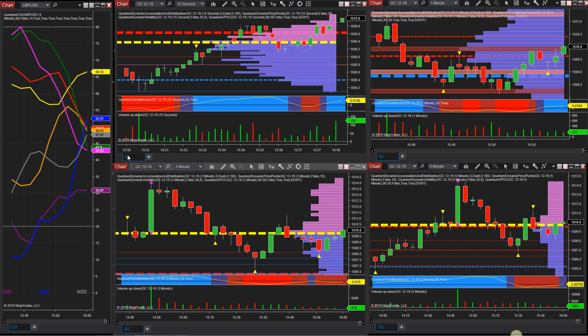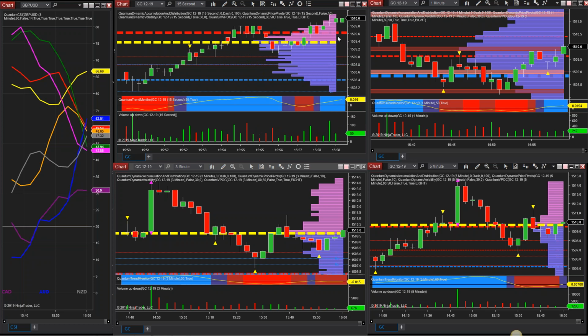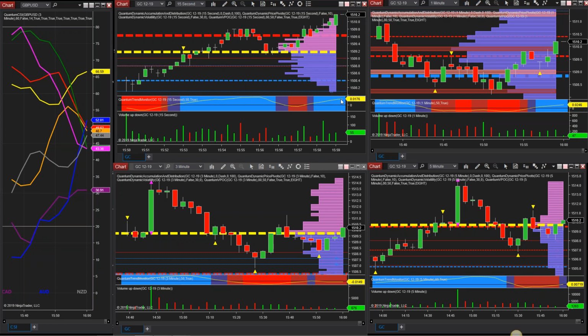Might not be staying in this for very long, but we're trading around the volume point of control, up on 15-second. You know, we're rising nicely. Trend monitor's come out of its transitional phase here. We've got a very nice platform of support below us now, very strong at just above 1509. $1,509 spot 60 per ounce. Now we're moving up to 1510. Trend line's rising nicely.